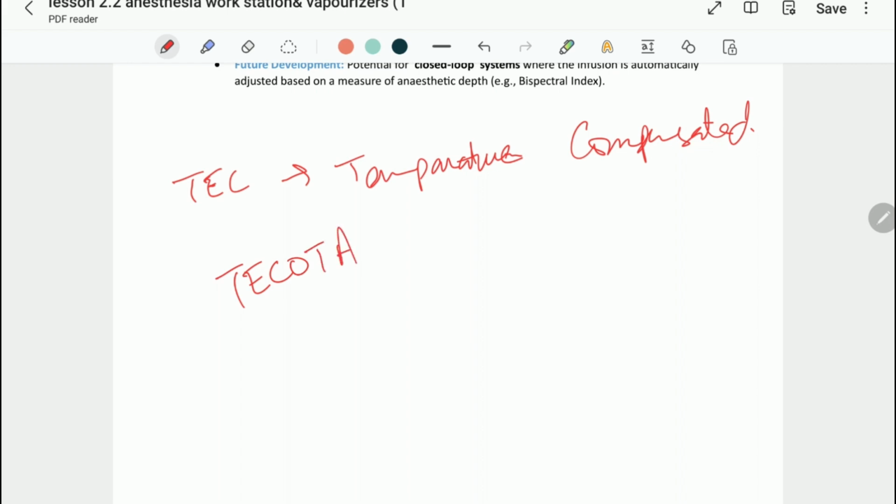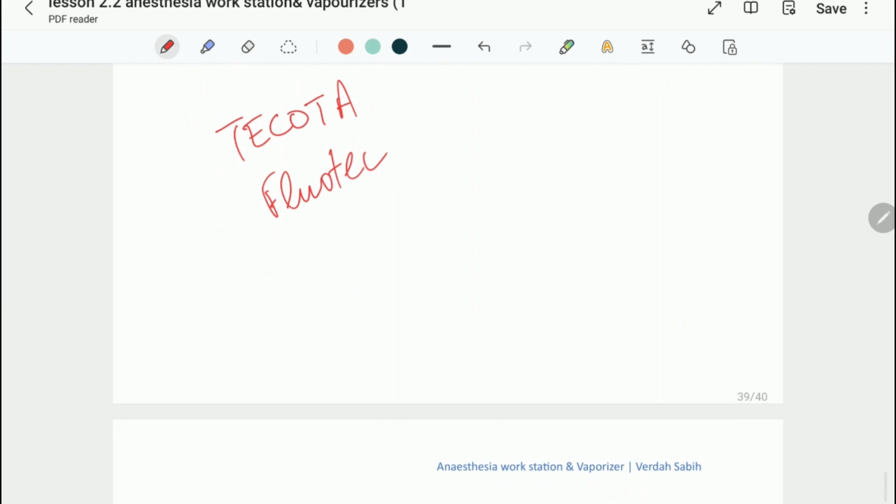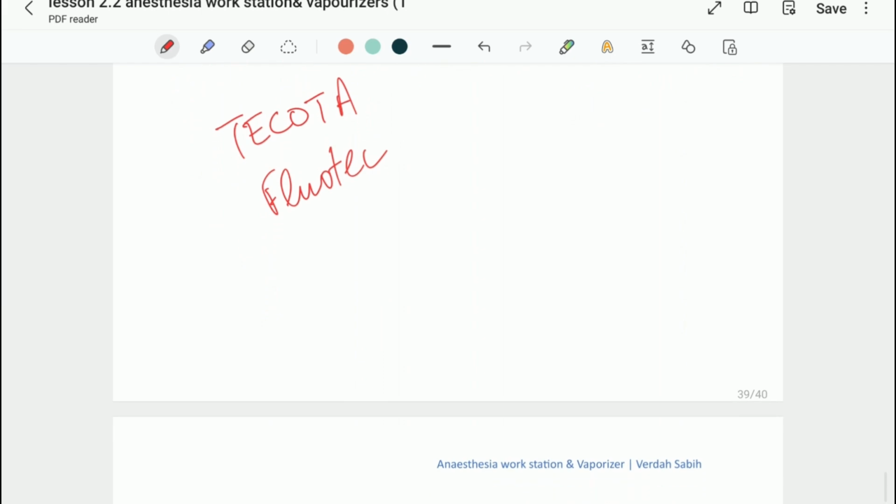So, following its success, the technology was adopted to create the Flowtech, which was calibrated for fluroxene or halothane, which was the first in the series of the agent-specific Tec vaporizers. Now, this lineage has evolved through various designs, including the Tec 3, 4, 5, and also the modern Tec 7 series. Now, why is this temperature compensation required?